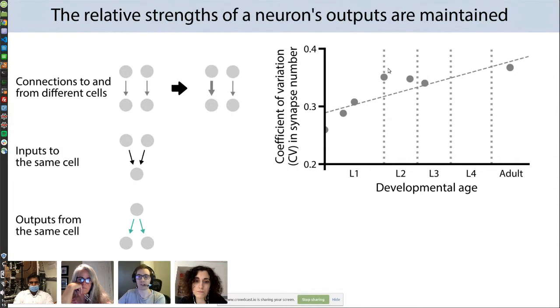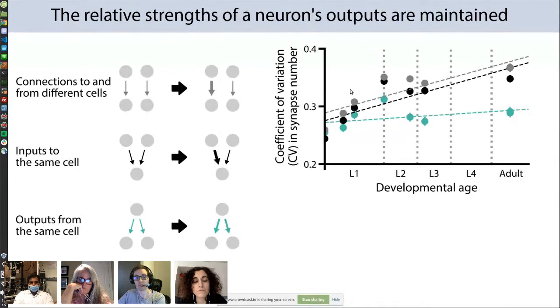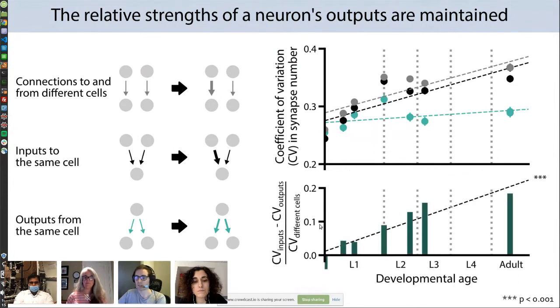They're all growing, but they're growing at different rates. The same is the case for inputs to a cell. But interestingly, the relative strength of outputs from a cell are maintained, meaning that the outputs grow at similar rates. The contrast between inputs and outputs is most clear if we just take the difference between the 2, which is shown down here in this plot. So the relative strengths of outputs but not inputs are maintained across maturation. Or said another way, each cell regulates the strengthening of its own synaptic outputs but does not dictate the relative strengthening of its inputs.